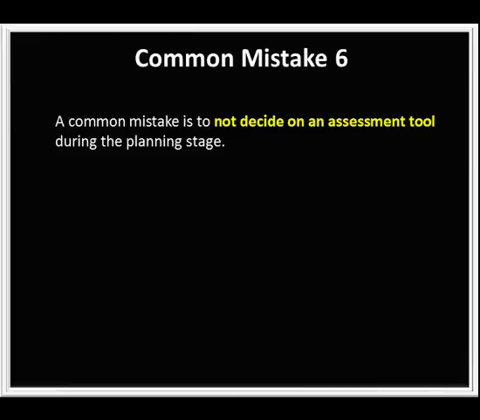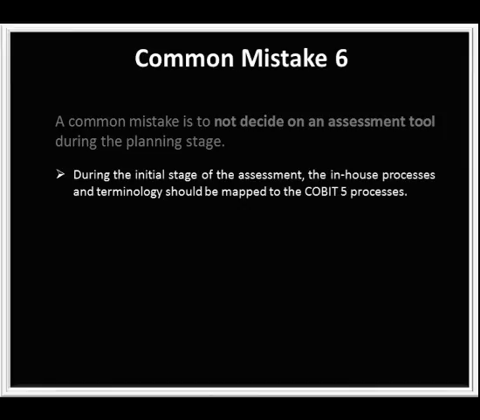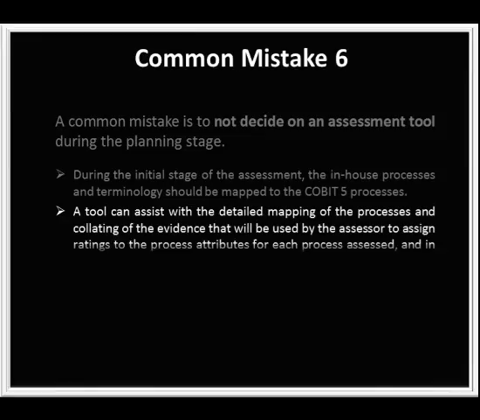A common mistake is to not decide on an assessment tool during the planning stage. During the initial stage of the assessment, the in-house processes and terminology should be mapped to the COBIT 5 processes. A tool can assist with the detailed mapping of the processes and collating of the evidence that will be used by the assessor to assign ratings to the process attributes for each process assessed, and in recording the ratings as the set of process profiles.